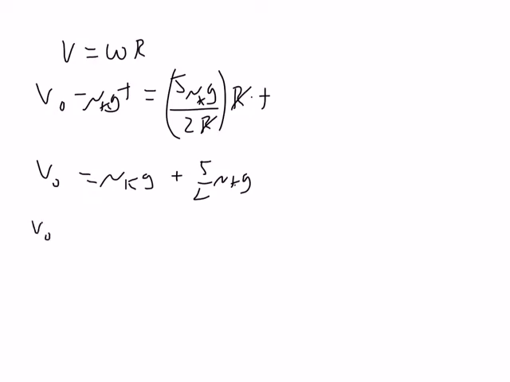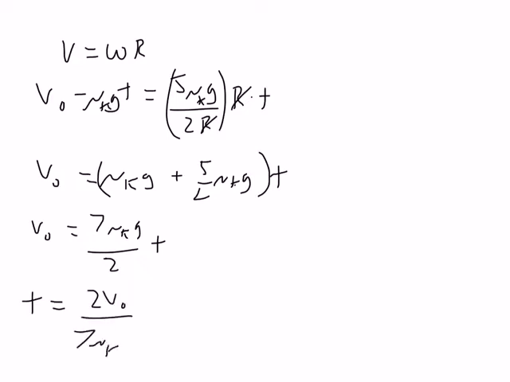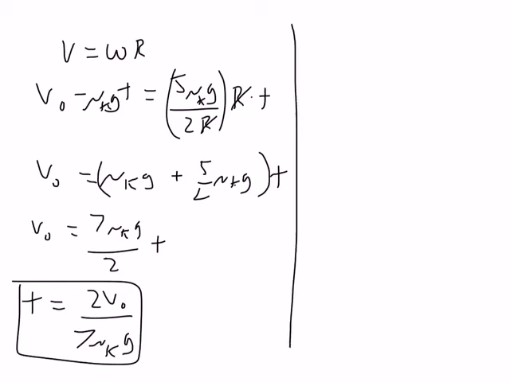So V naught equals 7 mu kg over 2, all times t. Oops, this is all times t, so that's times t. Or we get that t equals 2 V naught over 7 mu kg. Right? So that's the time when the rolling without slipping constraint is first satisfied. All right, so all pretty much the same so far.